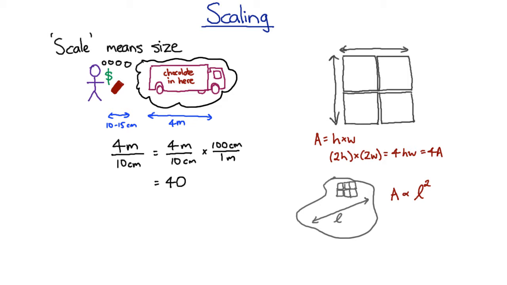Now you don't buy chocolate by the area, by the square meter or square centimeter or something like that. You buy chocolate by the kilogram or by the gram. And the mass of something is proportional to its volume. So it doesn't just matter how wide and how long the chocolate bar is, it also matters how thick it is.